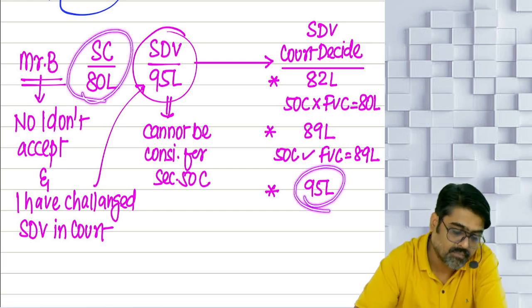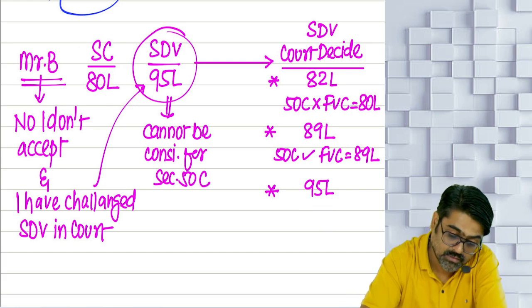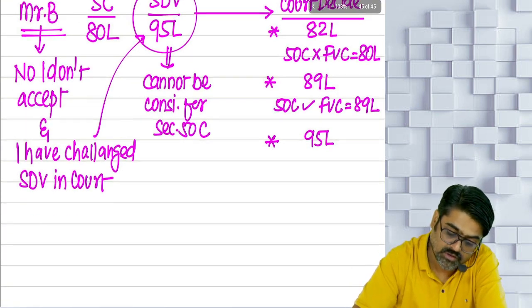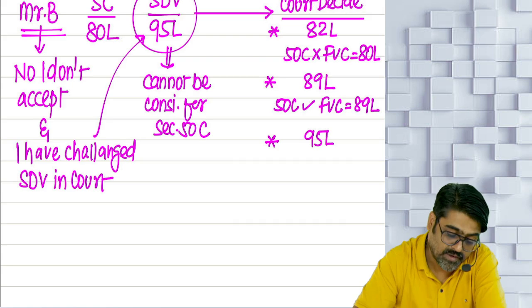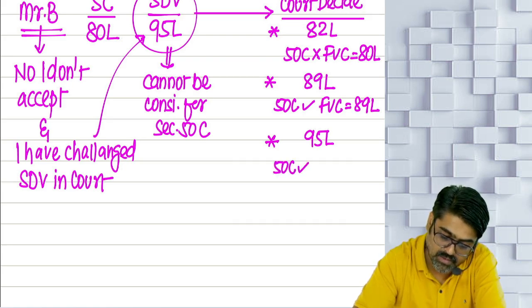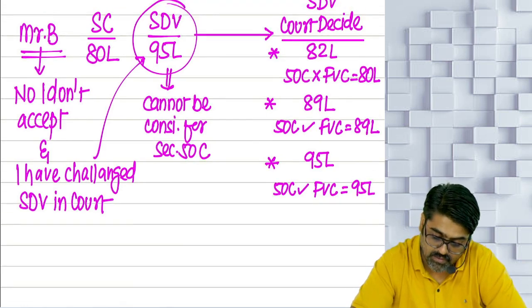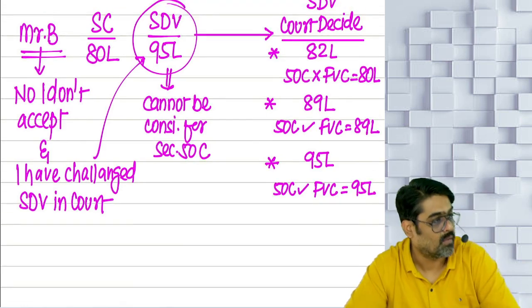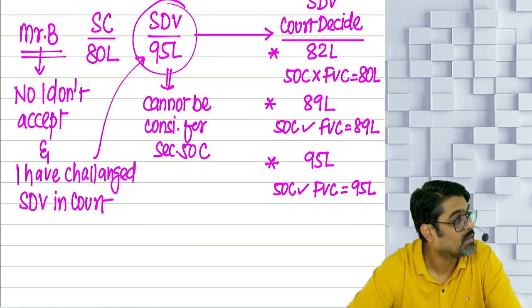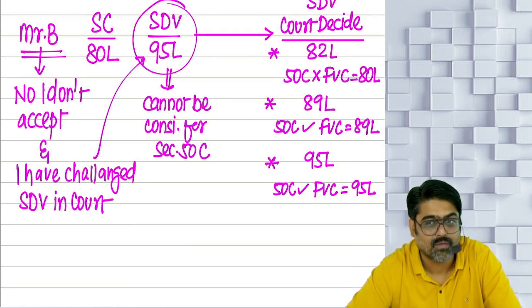So now compare this. Is it more than 80 lakhs? Yes or no? Difference is 15 lakhs. Yes or no? 15 lakhs is more than 8 lakhs. 50C will apply or will not apply? Will apply. So what will be the full value of consideration? Tell me. 95 lakhs. Did you understand what happened in your life? Hello? What happened in your life?